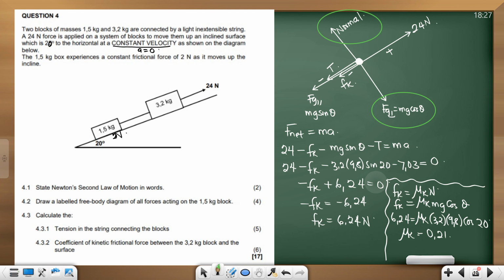Why doesn't it have a unit? I explained this in one of the classes. No unit. Why? It is a ratio of forces. Sweet, 17 marks done.